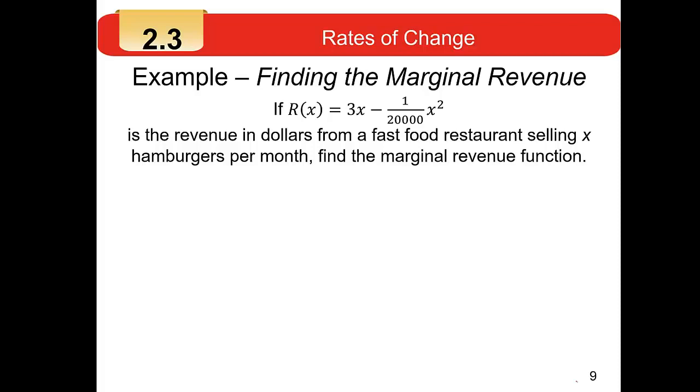Well, again, marginal means derivative. So using the power rule, or the special case of the power rule, if you will, the derivative of number times X is just a number. And then the power rule on the second term, you take the exponent times the coefficient, multiply. 2 times 1/20,000th is 1/10,000th, and then the 2 goes down to a 1, an understood 1 here. That's the marginal revenue function.